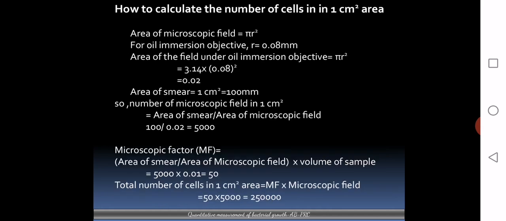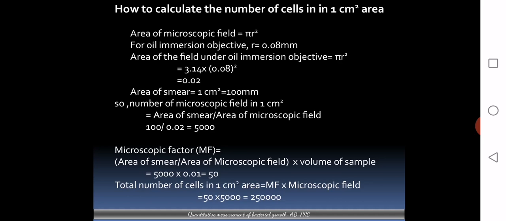So how to calculate? You find out the area of the microscopic field first, by using the equation pi r square, since it's a circle. Area of the microscopic field will be pi r square, definitely. So you will get that as 0.02.